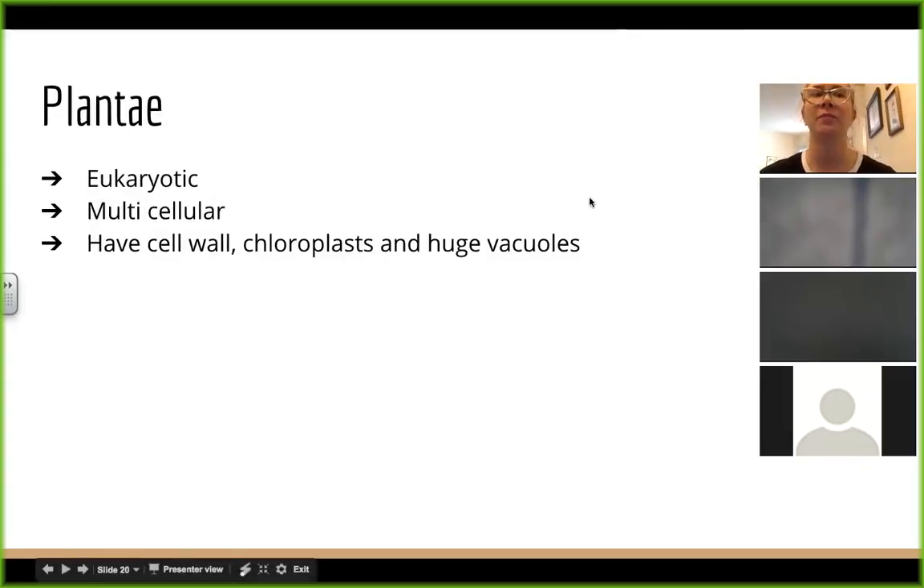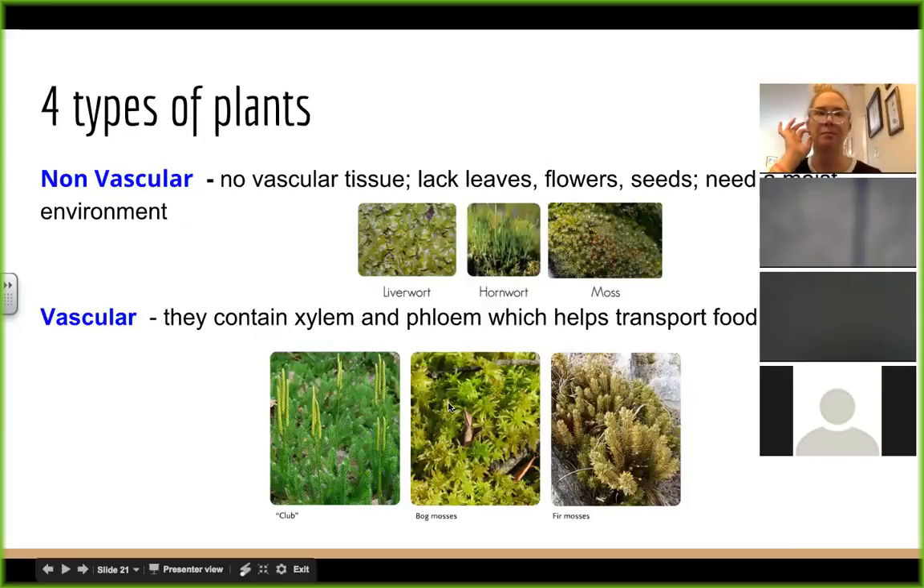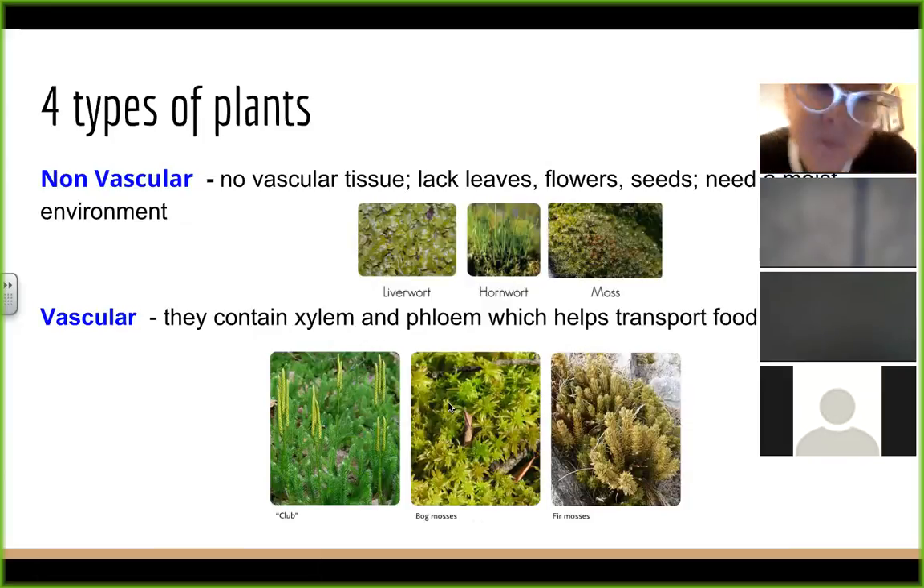Plantae, or plants, right? They're eukaryotic. They're multicellular. They have a cell wall, chloroplasts, and huge vacuoles, right? They photosynthesize, et cetera, et cetera. I could have put a ton of things here. There's 4 types of plants, right? And this kind of shows us evolution.